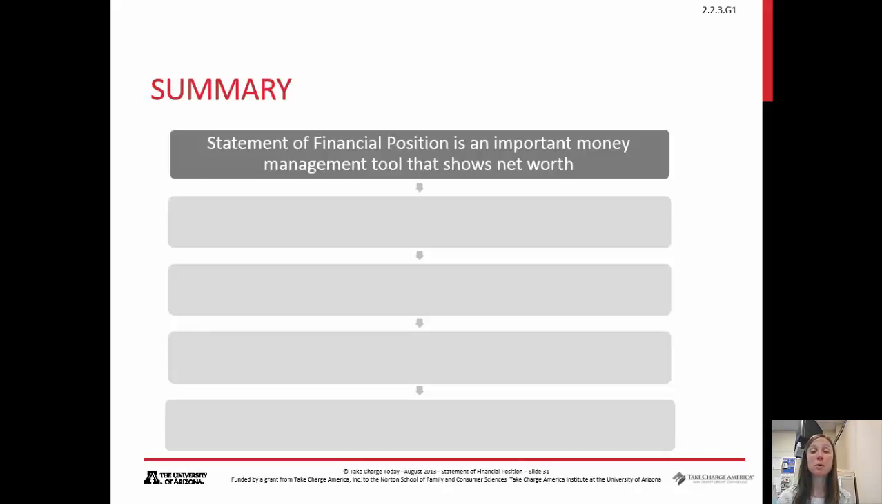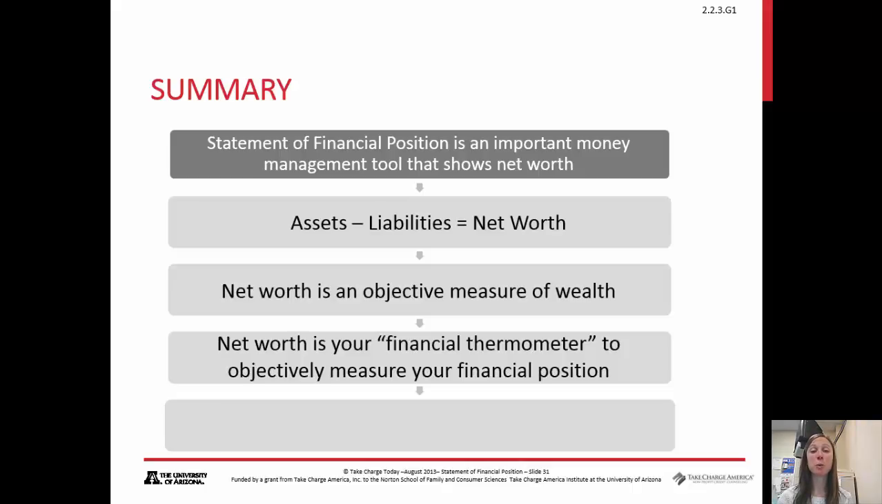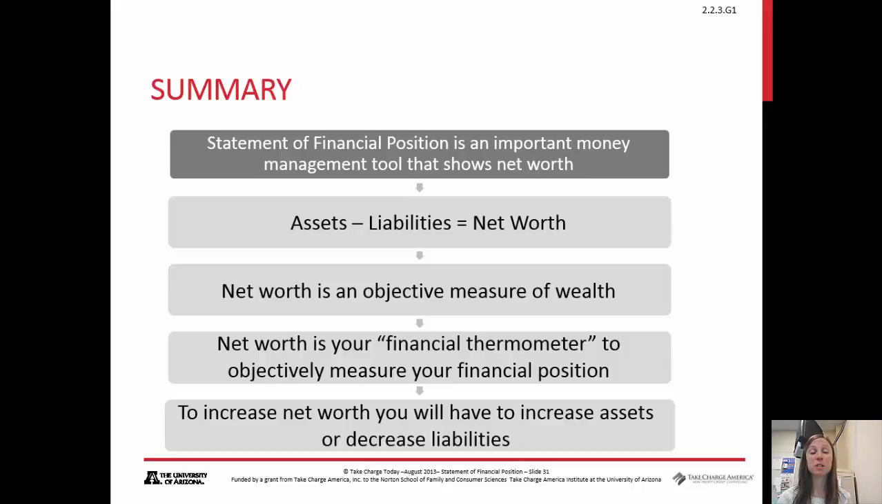So in conclusion, from this whole presentation, the statement of financial position is an important money management tool. It shows your net worth. Assets minus your liabilities is your net worth. It's an objective measure of your wealth, your financial thermometer to objectively measure your financial position. And to increase net worth, you'll have to increase assets or decrease liabilities.